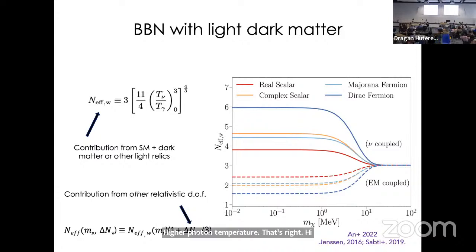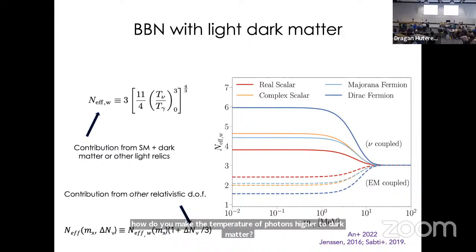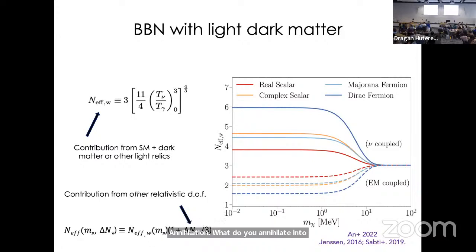All right. Cool. So how would you make the temperature of photons higher? How do you make the temperature of photons higher? You annihilate into what? Annihilation into what? So how do you make the temperature of photons higher through dark matter annihilation? What do you annihilate into? Photons. I'll take that.